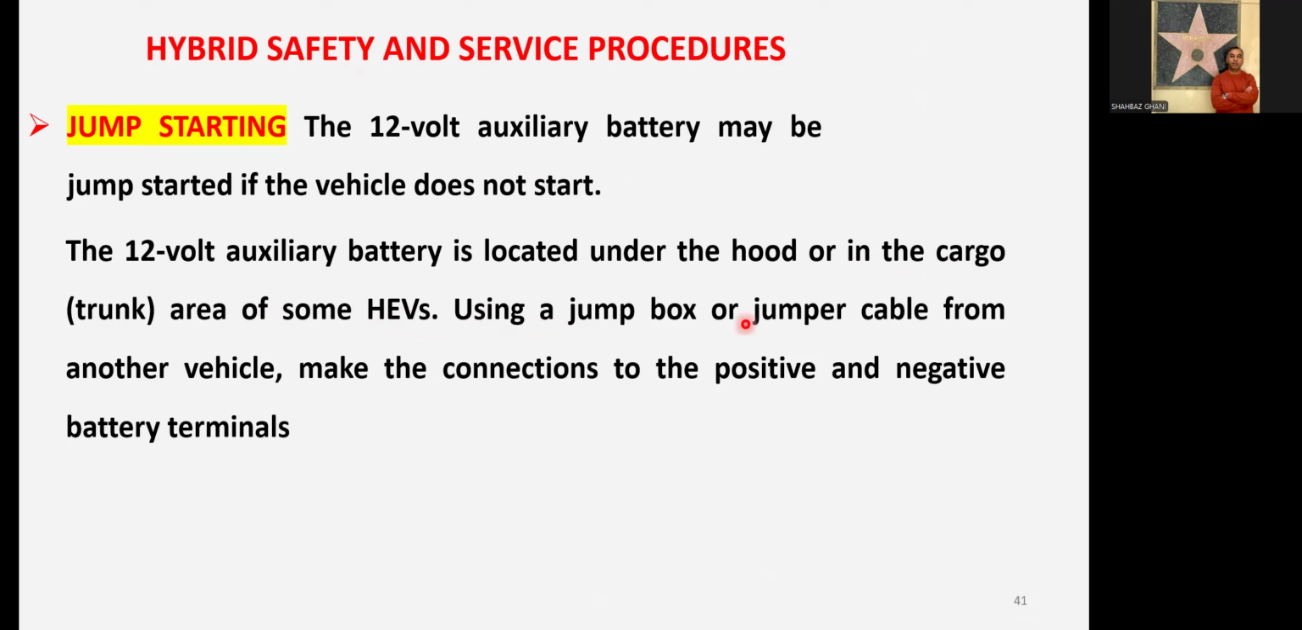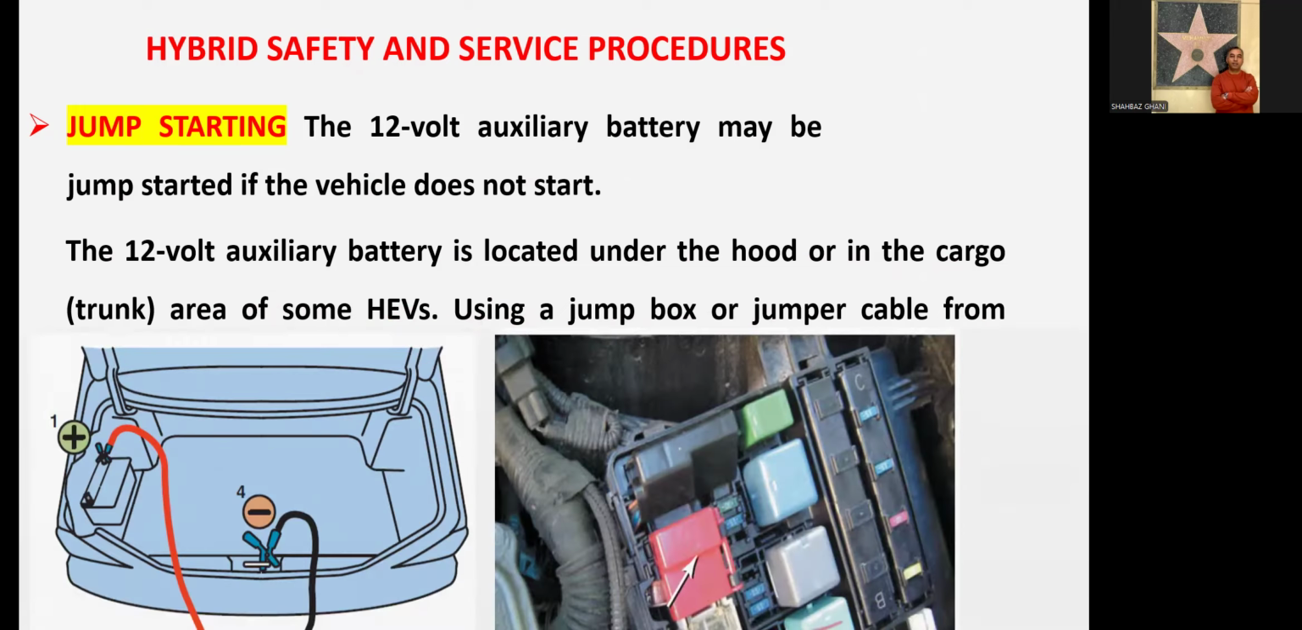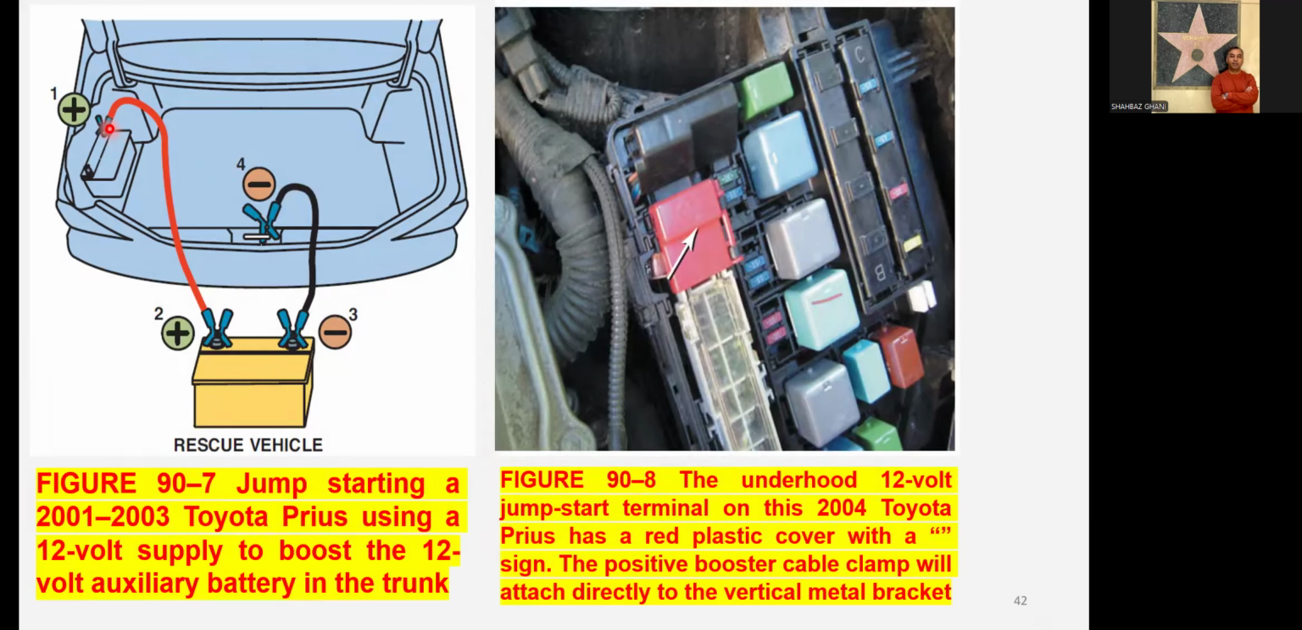Using a jump box or jumper cable from another vehicle, make the connection to the positive and negative battery terminals. So how does it look? We have this vehicle. This is the rescue battery. The positive terminal is connected to the positive terminal, and the negative terminal is connected to the body of the vehicle, or giving earth to the connector.